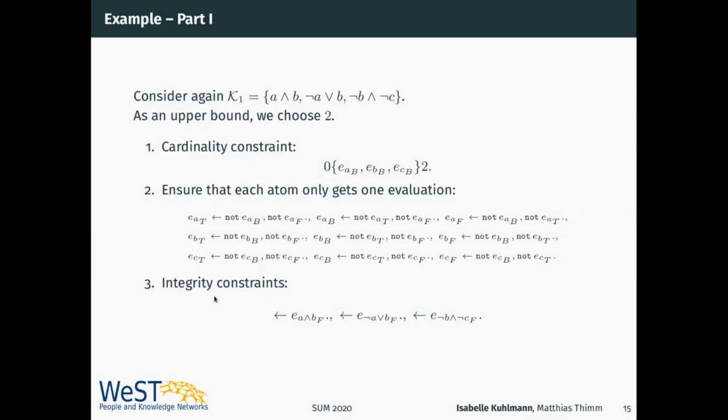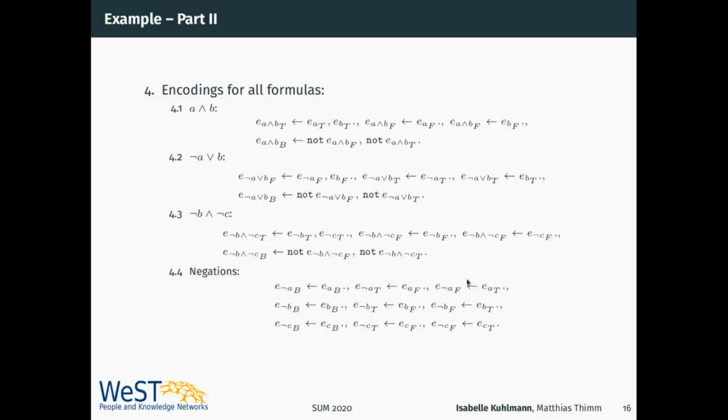Then we need to add integrity constraints for all formulas. So A and B cannot be evaluated to false, not A or B cannot be evaluated to false, and not B and not C can also not be evaluated to false. And finally, we have to encode the 3 formulas. I don't really want to go into detail here, but you simply have to apply the scheme that I presented 2 slides ago. For example, for the first one, for A and B, it's exactly the same that I showed you. A and B can only be true if A is true and B is true, A and B can only be false if either A is false or B is false, and so on.